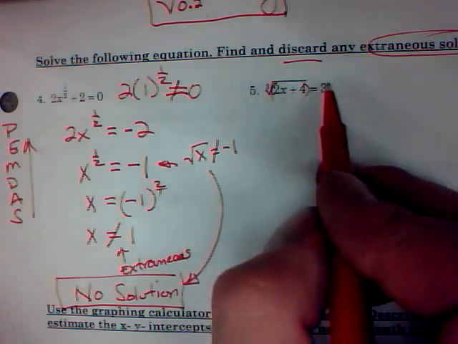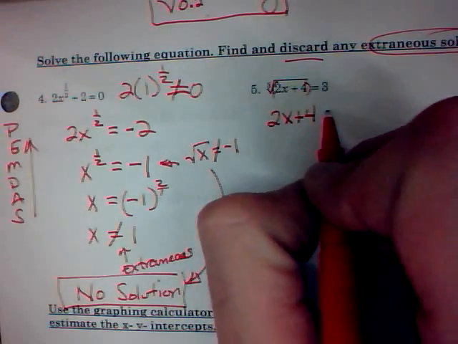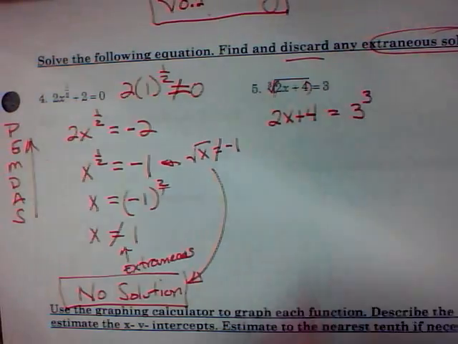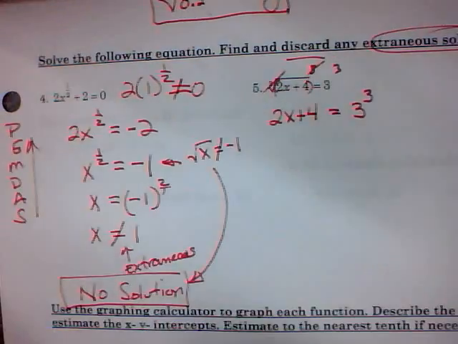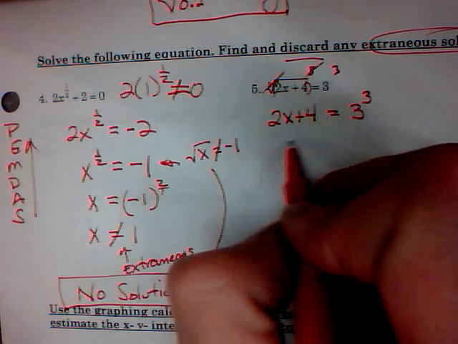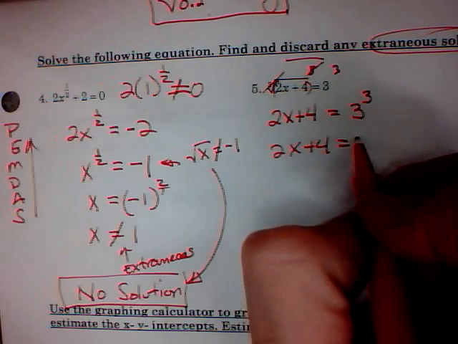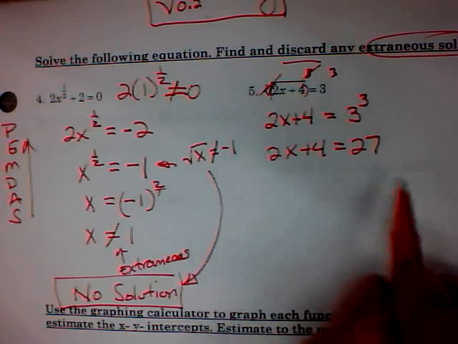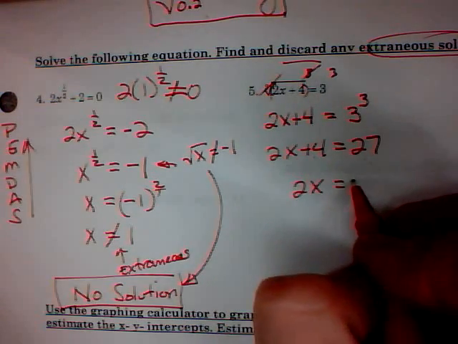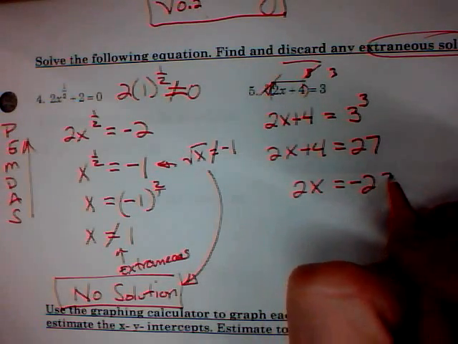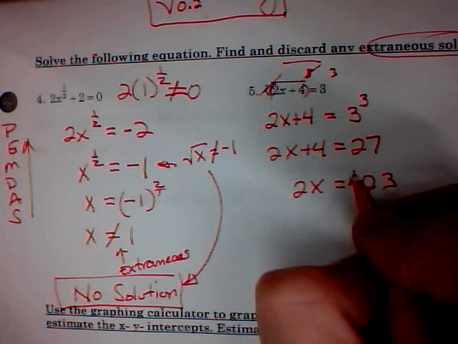So the opposite of cubing is cube rooting. So the cube root's going to go away on this side, but you're going to cube the other side because you're going to cube this side and cube that side. These cancel. And then you've got 2x plus 4 equals cube 3, you get 27. And now you got an algebra 1 problem. So you get 2x equaling -23. Actually, sorry, that's +23. That's a plus.